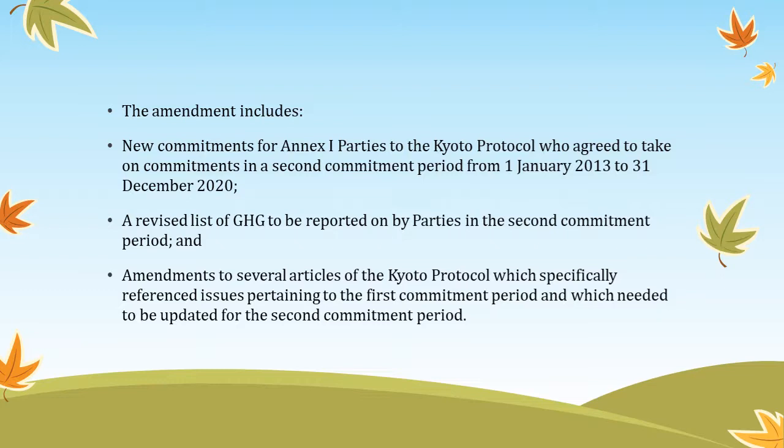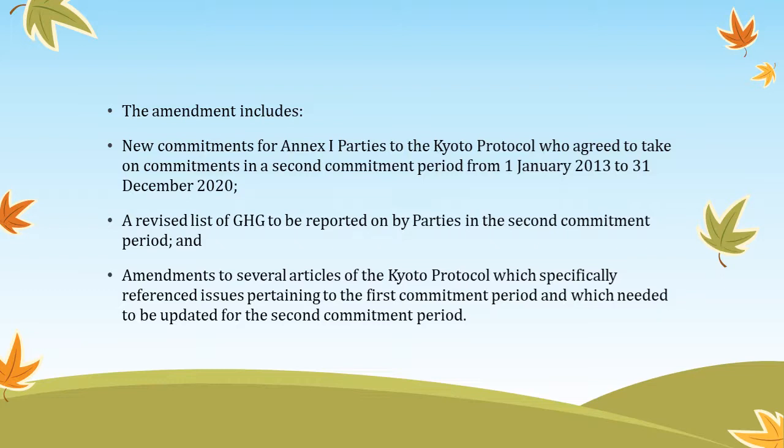And in the second commitment period, the parties committed to reduce their GHG emissions by 18% below 1990 levels. So it pretty much escalated. In the first commitment period, the target was an average of 5%, and the second was at least 18% below 1990 levels in this 8-year period from 2013 to 2020.